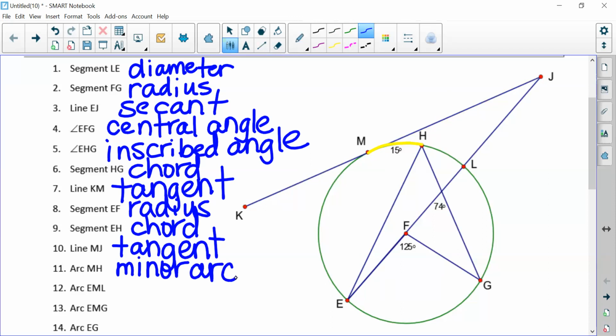Okay. Next, they ask you about arc EML. Okay. Y'all look, it starts at point E, it goes all the way around to point L, which creates a semicircle. So arc EML is a semicircle.